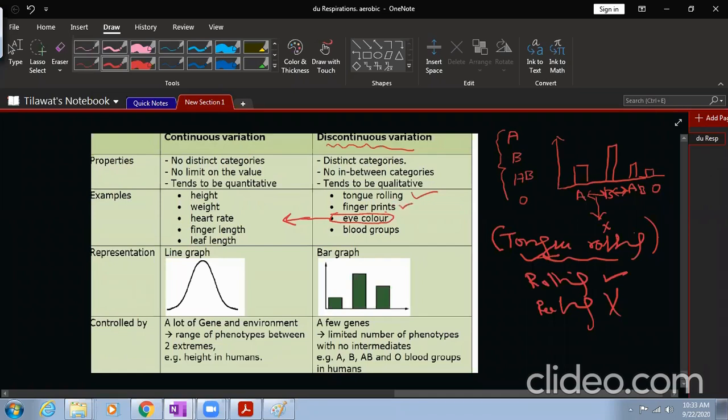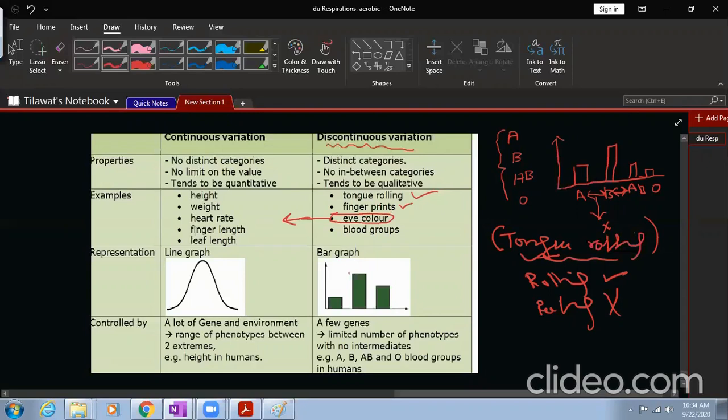You know why fingerprint? These two are a little bit confusing. I keep fingerprints here because they are controlled by genes, and it is still very straightforward, in discrete form. One person's fingerprint is different from another's, but you can differentiate between them easily, so it will remain here in discontinuous variation. These two are a little bit confusing. Now the finger length, wait, I will go to that later on. Is it okay up to here?